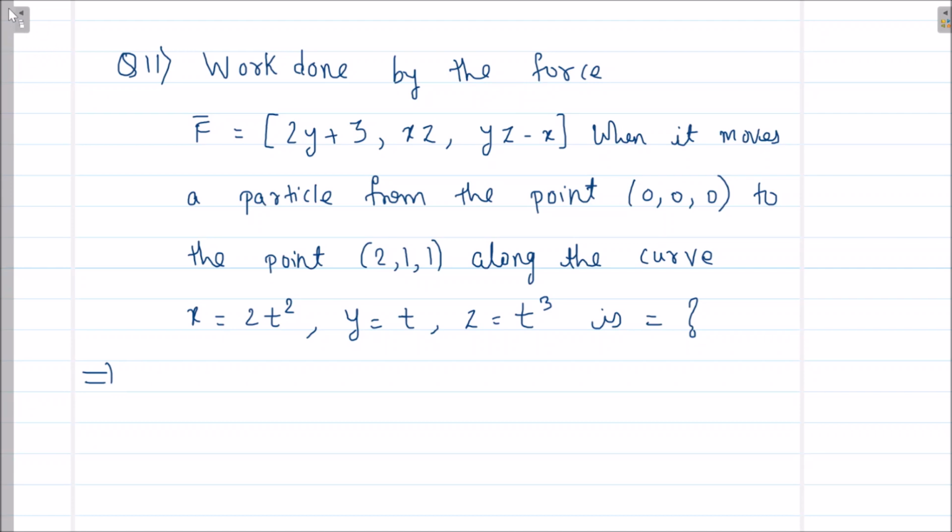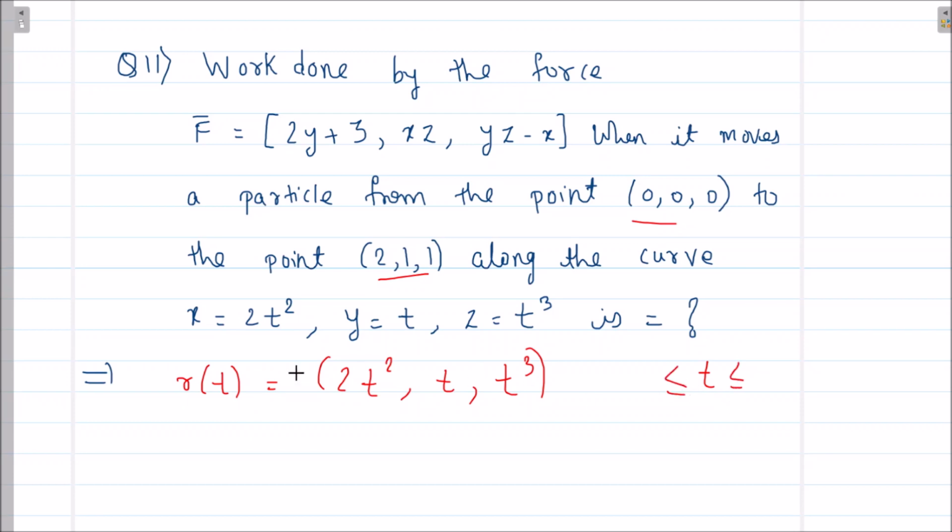And yeah, here is the last question for you for 3 marks again. I have to find the work done by the force. Okay, so the vector field is given to you. When it moves a particle from 0, 0, 0 to this, and the curve is also given to you. So what is the parameterization given to you? 2t square comma t comma t cube. What is the limit for t?